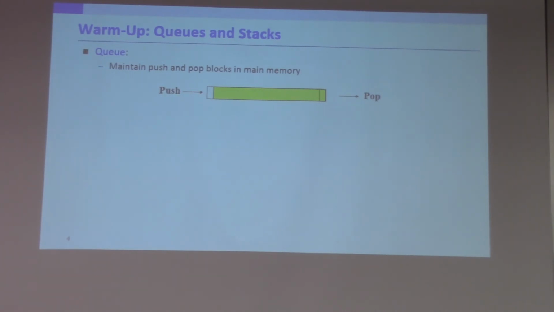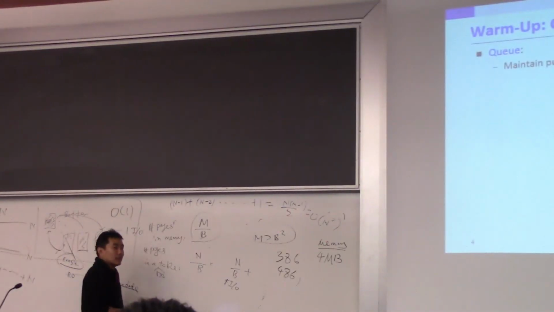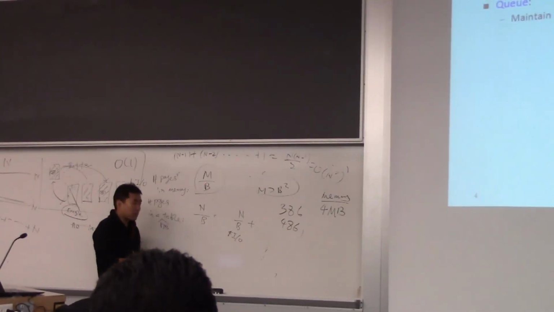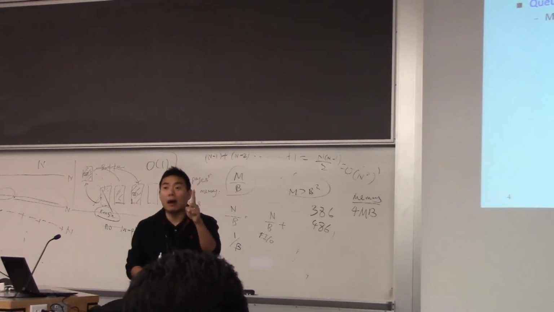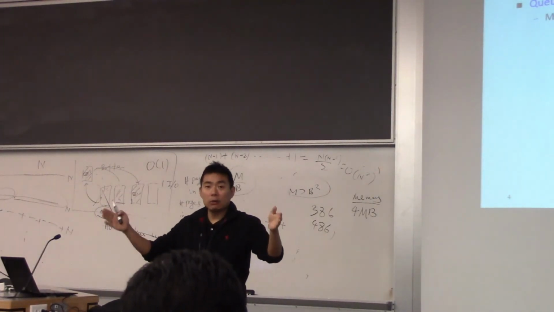What's the cost of this? Can someone do analysis for me? What's the cost of this? In terms of per record, what's the I/O cost per record for the push or pop operation you have done? 1 over records per page. Excellent. 1 over the number of records per page, which is 1 over B. Why is that? Because you are paying 1 I/O per B records.